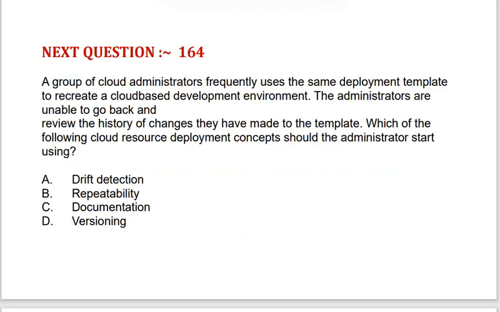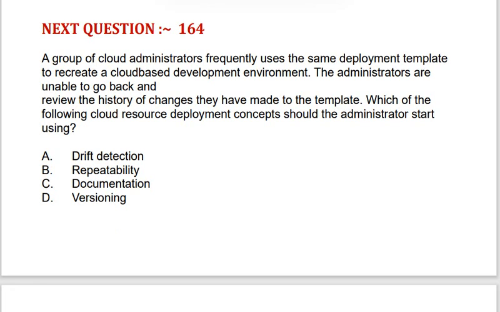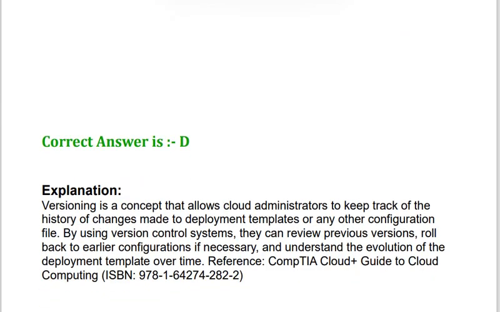Question is, a group of cloud administrators frequently uses the same deployment template to recreate a cloud-based development environment. The administrators are unable to go back and review the history of changes they have made to the template. Which of the following cloud resource deployment concepts should the administrator start using? Option A, drift detection. Option B, repeatability. Option C, documentation. Option D, versioning. Correct answer is option D.